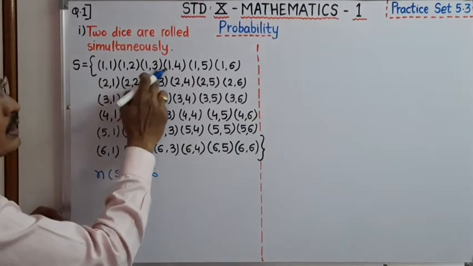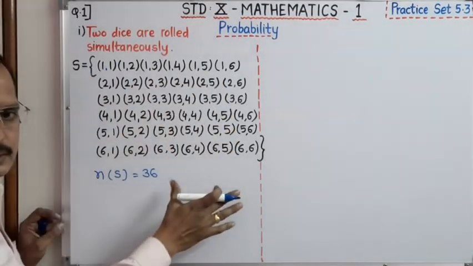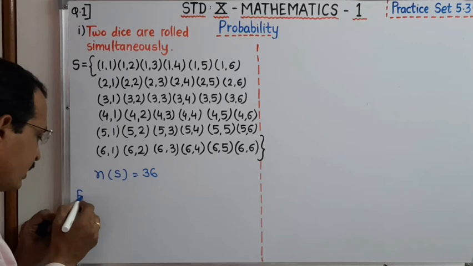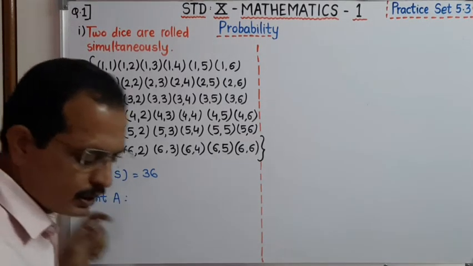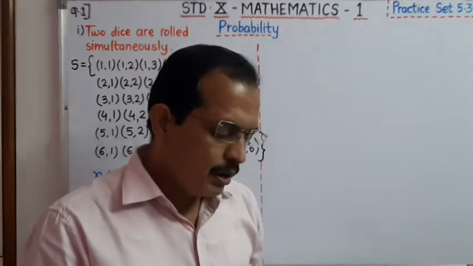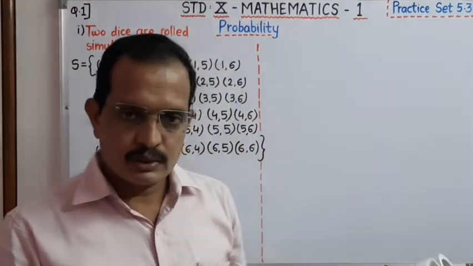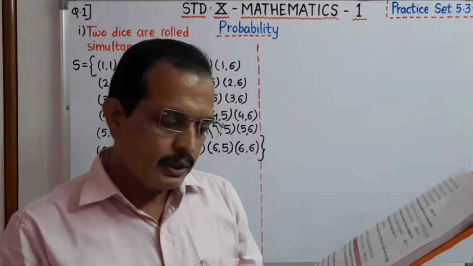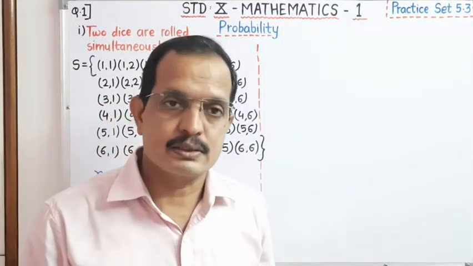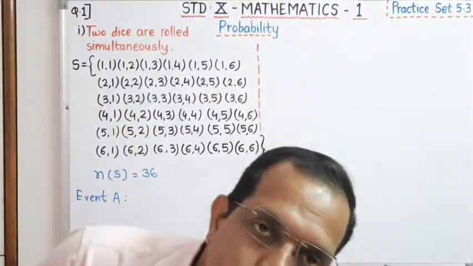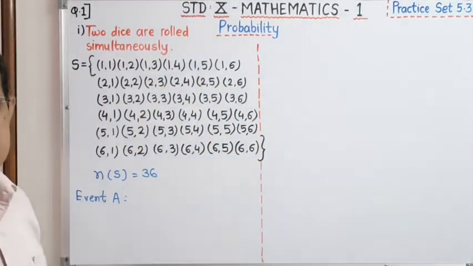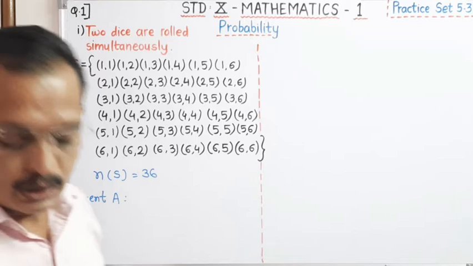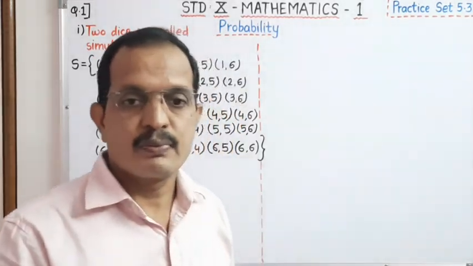(1,1), (1,2), (1,3), (1,4), (1,5), (1,6), like this. Now we have to write the event A. Event A, what is that? The sum of the digits on the upper faces is a multiple of 6.